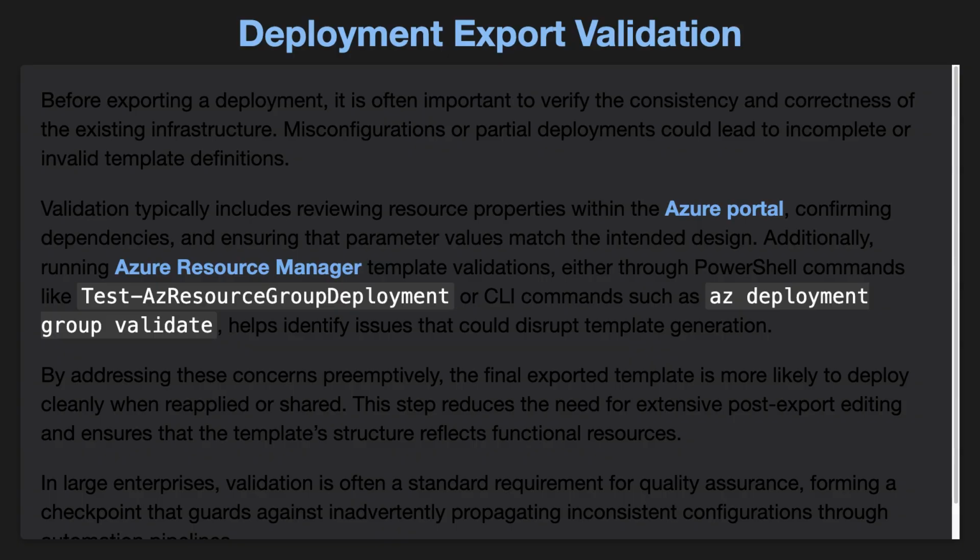By addressing these concerns preemptively, the final exported template is more likely to deploy cleanly when reapplied or shared. This step reduces the need for extensive post-export editing and ensures that the template structure reflects functional resources. In large enterprises, validation is often a standard requirement for quality assurance, forming a checkpoint that guards against inadvertently propagating inconsistent configurations through automation pipelines.